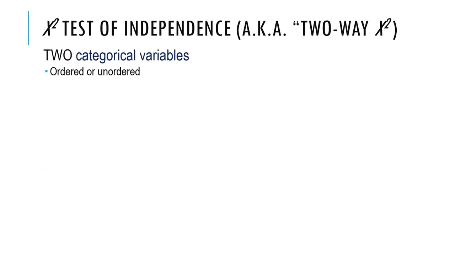You have two categorical variables. They can be ordered categorical or unordered, it doesn't matter. It works just fine for both. And they're measured in the same individual, so this had to be paired data. You can't have one variable measured in one group of people and another variable in another group of people. That won't work. Both variables have to be measured in the same group of people.